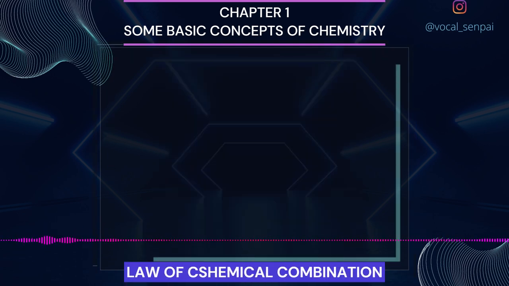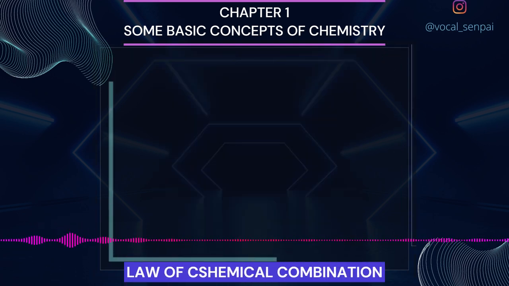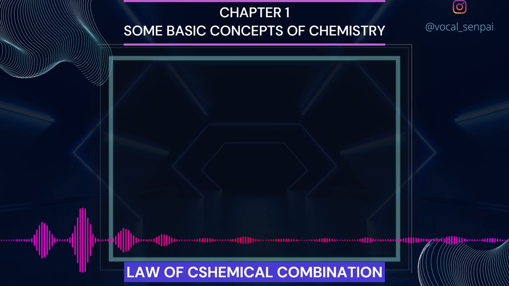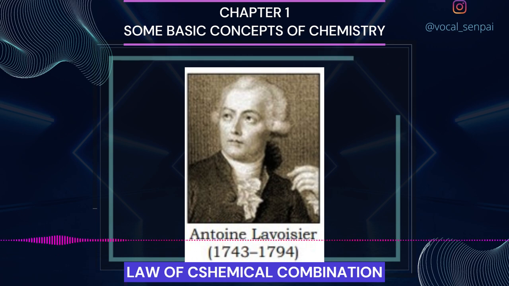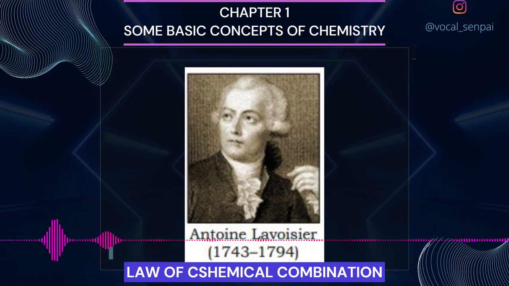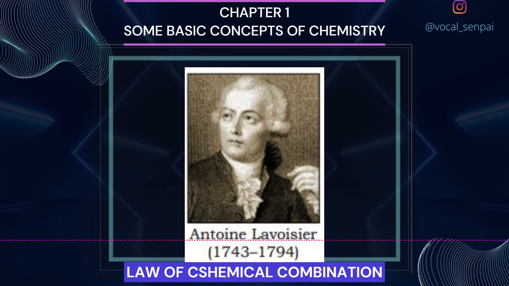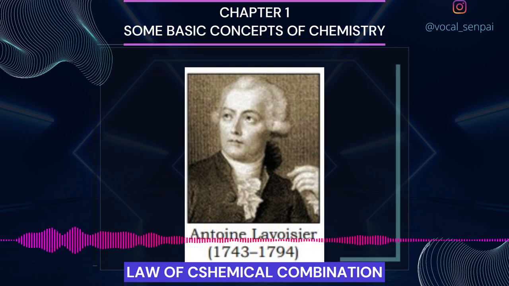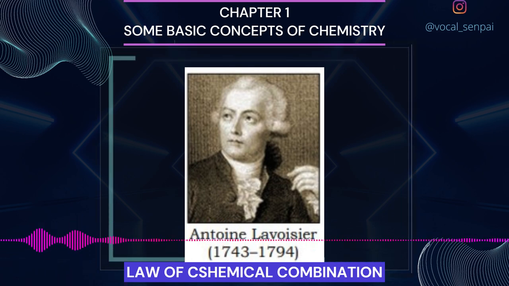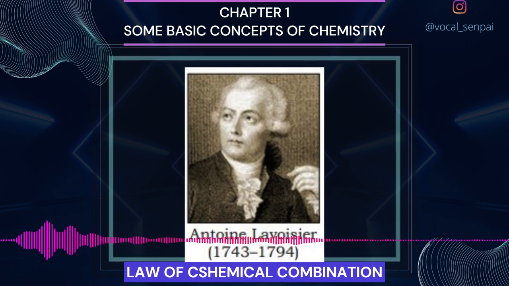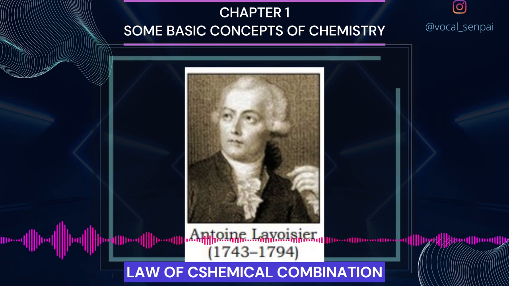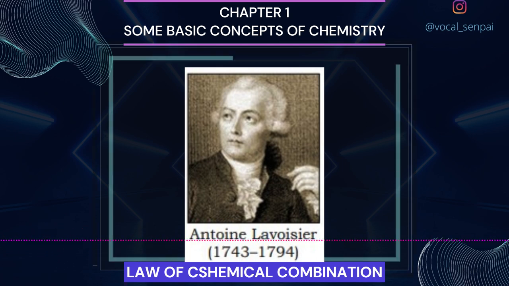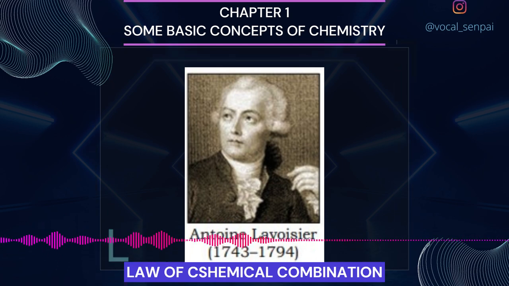Laws of chemical combinations. The combination of elements to form compounds is governed by the following five basic laws. Law of conservation of mass. This law was put forth by Antoine Lavoisier in 1789. He performed careful experimental studies for combustion reactions and reached the conclusion that in all physical and chemical changes, there is no net change in mass during the process. Hence, he concluded that matter can neither be created nor destroyed. This is called the law of conservation of mass.